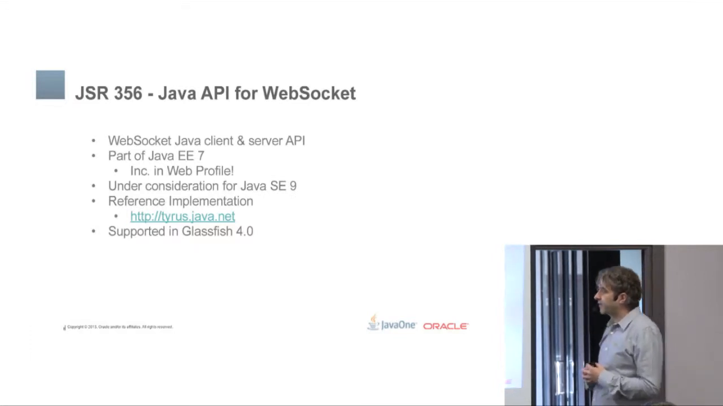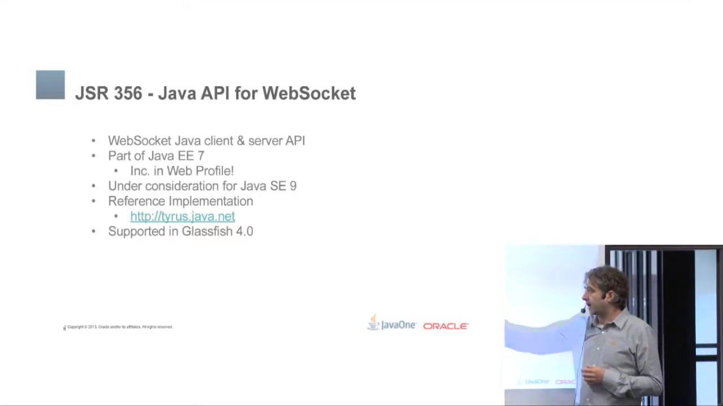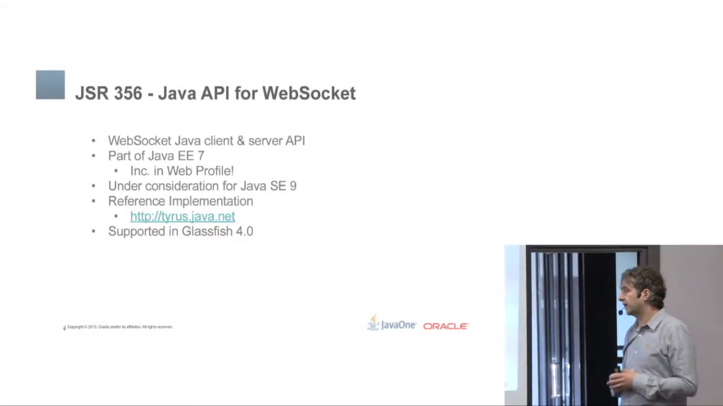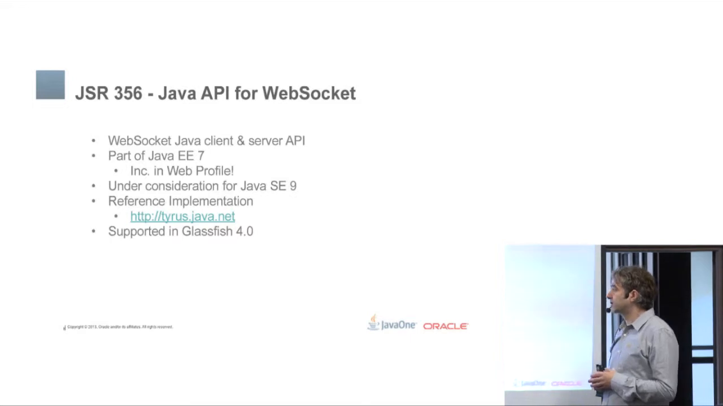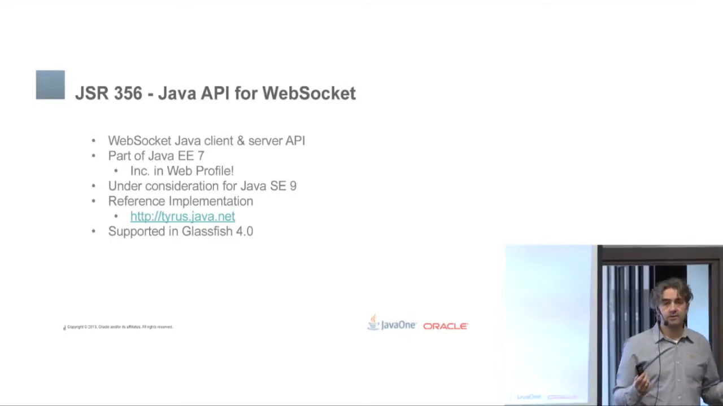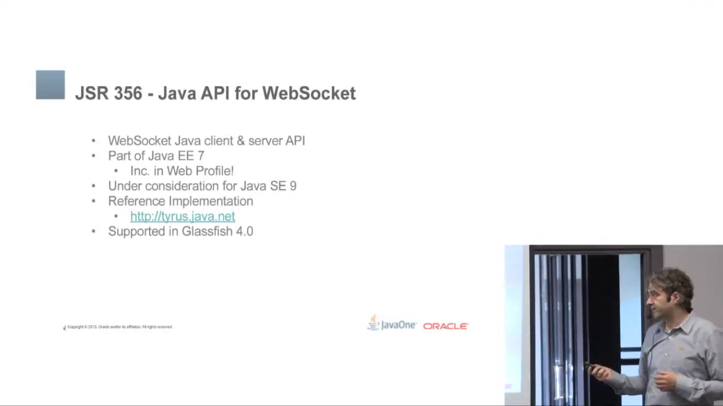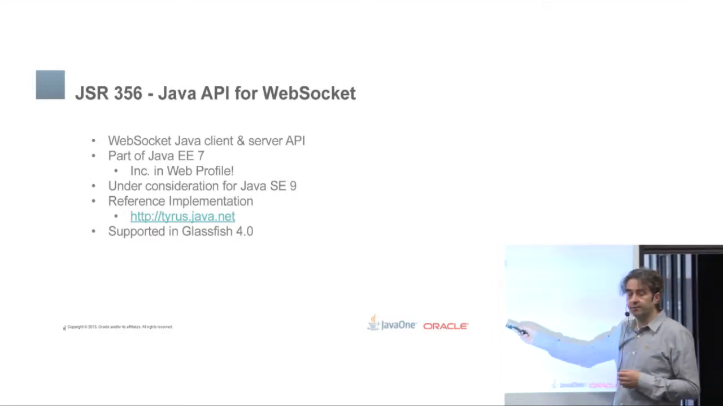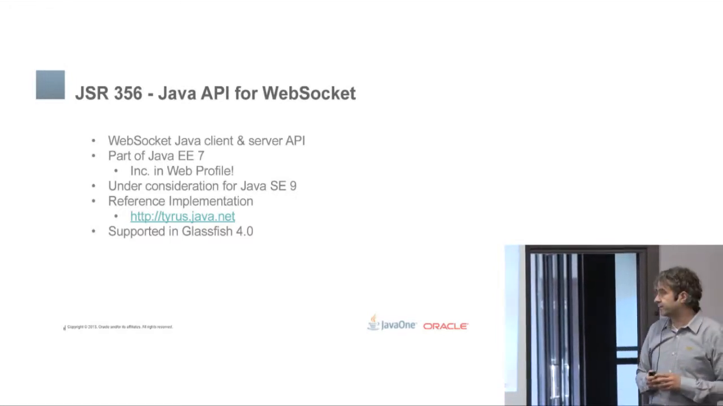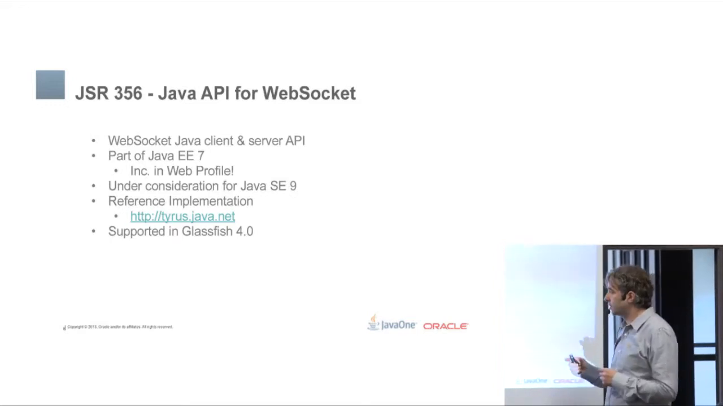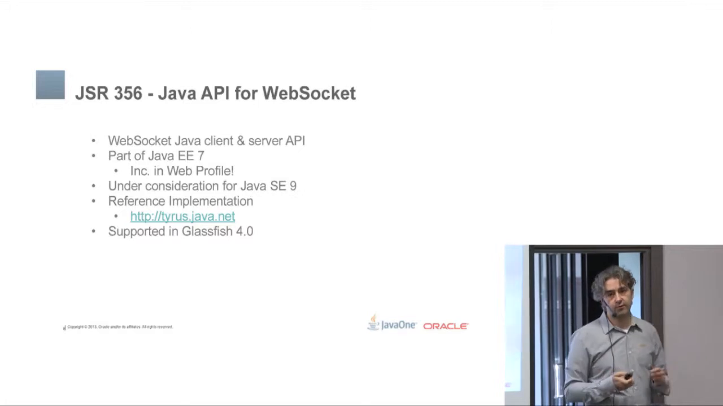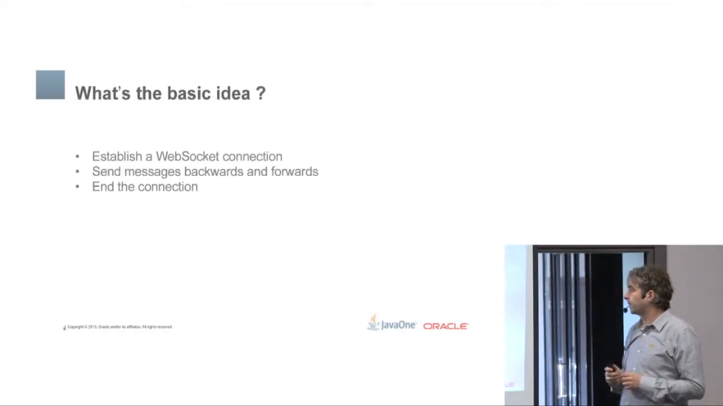So the JSR 356 reference implementation is called Tyrus. It's developed in open source, so you can have access. You can see the source code of Tyrus. That's the reference implementation, and since Java EE 7 mandates WebSocket, Tyrus is part of GlassFish 4. So if you use GlassFish 4 today, you will have WebSocket support by default. Something I need to mention also is that WebSocket is part of the web profile, so you don't have to use the full Java EE profile to use WebSocket today.